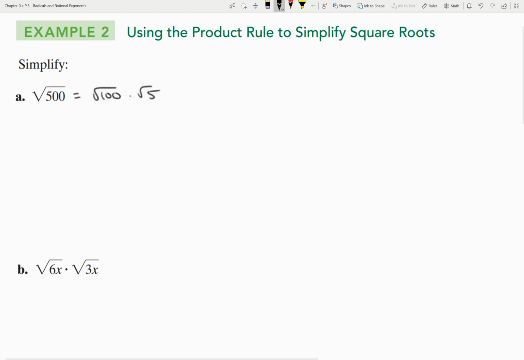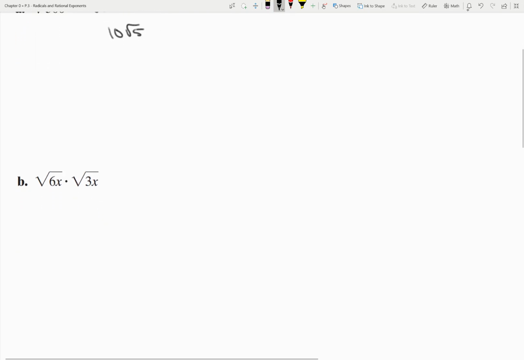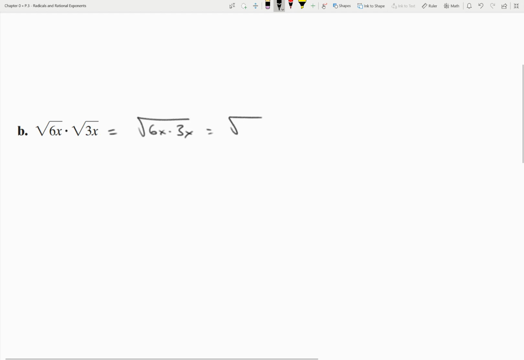So that would be the square root of 100 times 5. Square root of 100 is 10. The square root of 5 cannot be simplified anymore, and that is my simplified expression, simplified square root. Now, this is what I was talking about before with a variable, right? Because we are multiplying these two things together, I can pretty much turn this into 6x times 3x, which would be the square root of 18x squared.